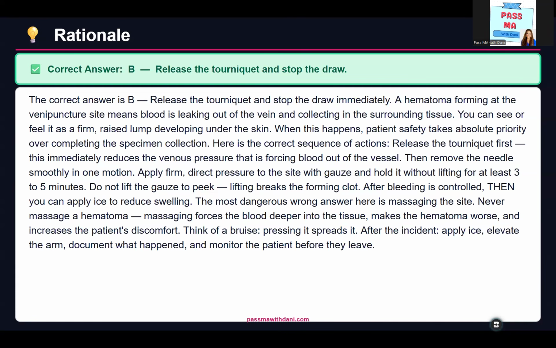Don't even lift the gauze to peek, okay? Lifting it can actually break the forming of the clot. Now, after the bleeding is controlled, then you can go ahead and apply ice to reduce swelling.